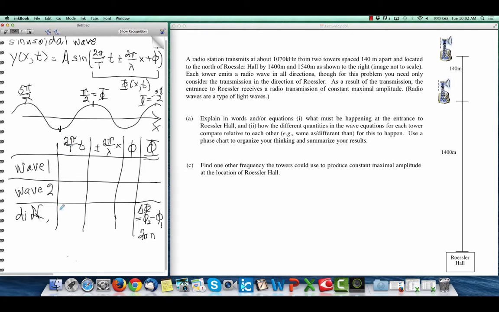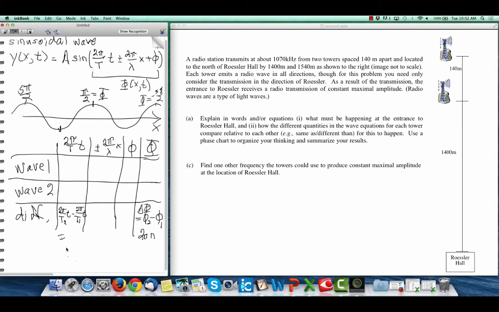Okay, let me just write down the difference. 2 pi over T2 times time minus 2 pi over T1 times time. What does that equal? 0. Anyone think it's not 0? Why 0?